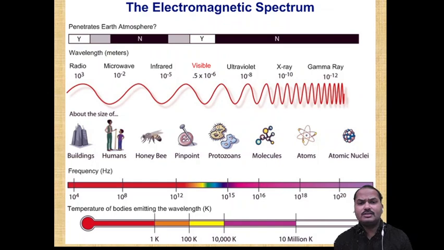Now, the wavelength is inversely proportional to the frequency of the waves. And if we see the approximate size, then the radio waves will be approximately the size of most of the skyscrapers, and the atomic nuclei will be equivalent to the gamma rays.